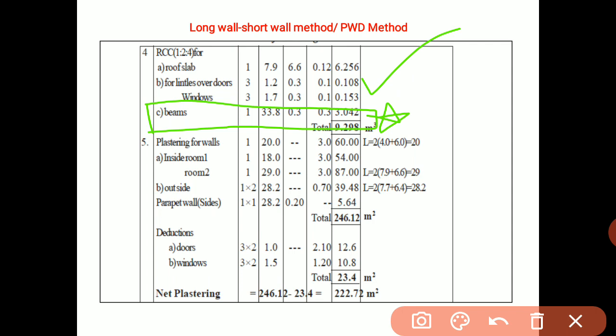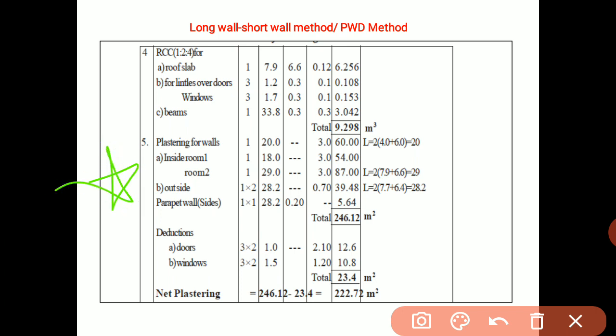Then next, an important and easy part is plastering for walls. For calculation of plastering, we are going to consider the perimeter. Just imagine we are going to do plastering work for our building. For plastering work, what is the unit of measurement? It is square meter. We'll consider plastering in square meter. So what is the room dimension? Consider interior plastering and exterior plastering. There are two types in plastering: interior plastering and exterior plastering.